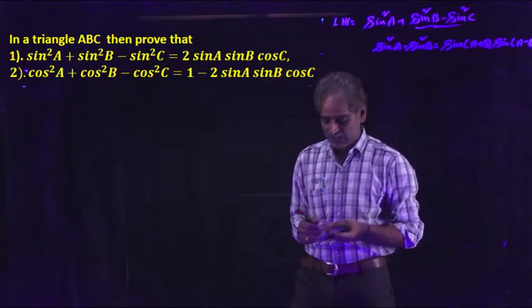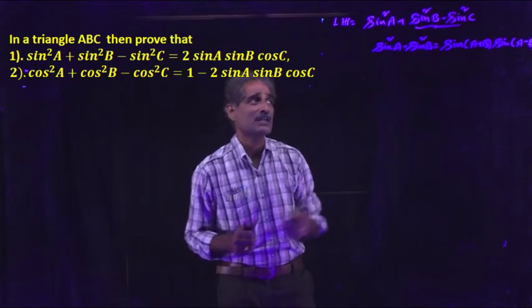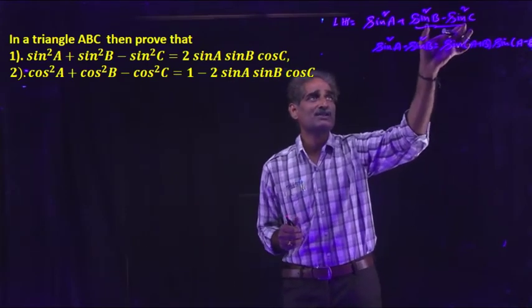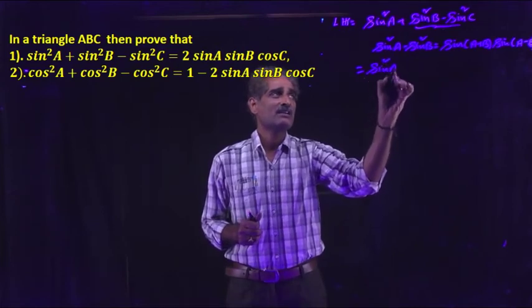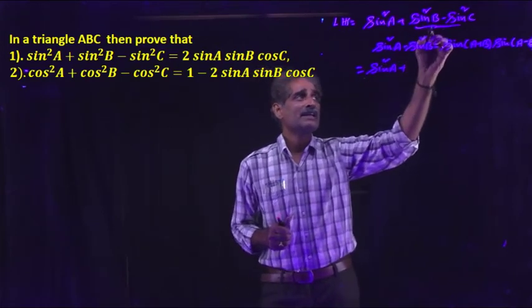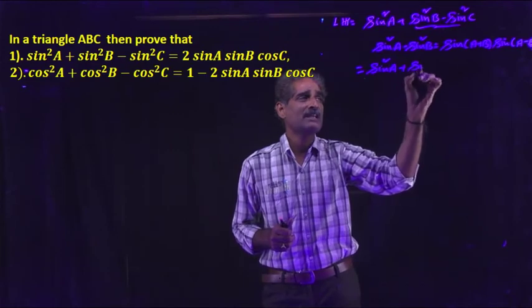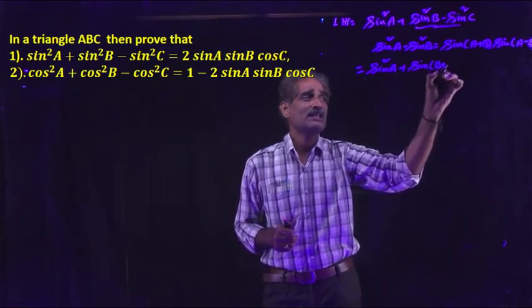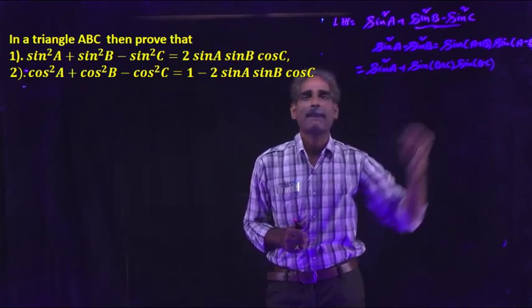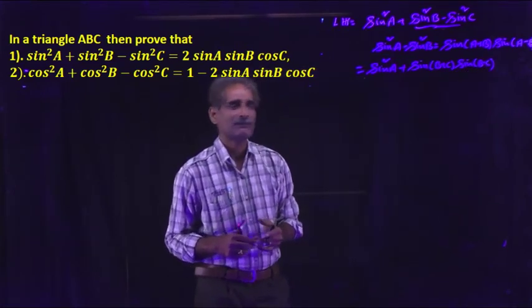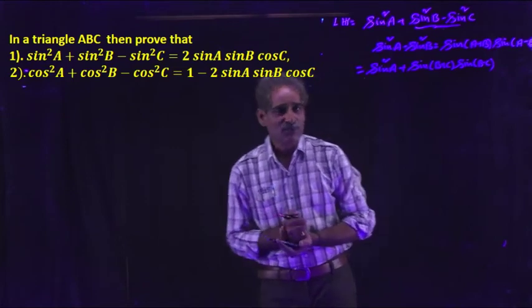Sin square A minus sin square B equals sin(A plus B) into sin(A minus B). Just apply the same formula for the last two terms. Here we get sin square A plus sin(A plus B) into sin(A minus B)... that means sin(B plus C) into sin(B minus C). Okay, so now again the same process.